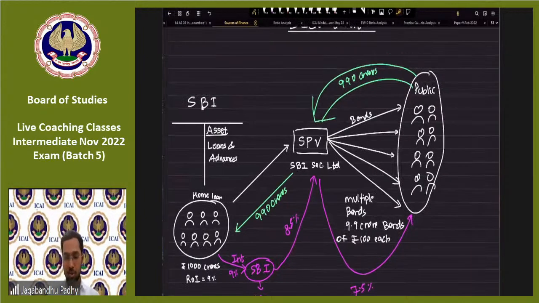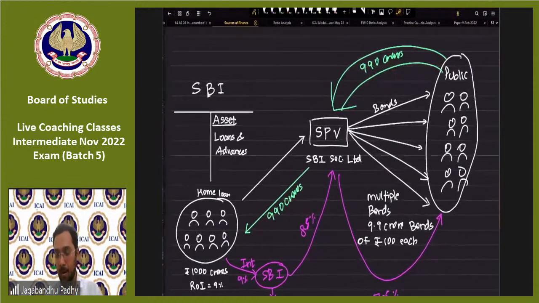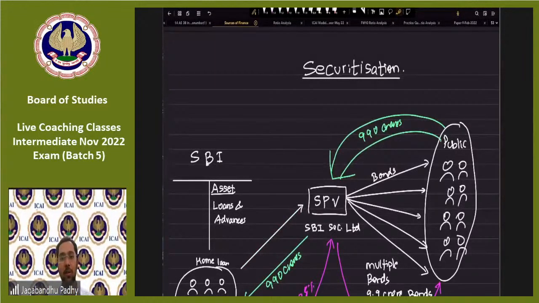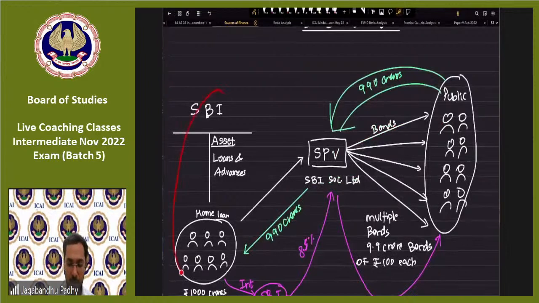Fine. So that is about SPV, guys. So let me just quickly recap it. Guys, just have attention. This entire process of securitization involves basically three parties. One is the bank, which is having a huge chunk of loan which it wants to liquidate. Second is the SPV, the middleman, and third is the public.